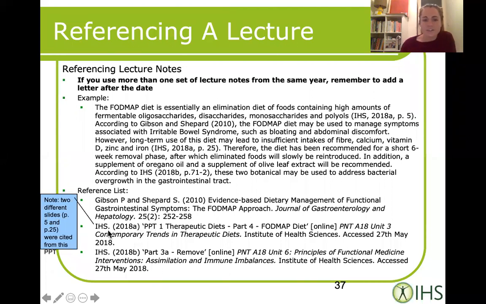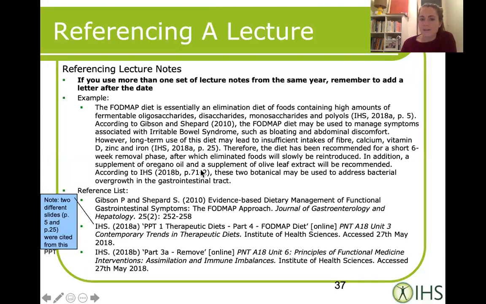So you can see here, it's IHS 2018A, and then you've got the title of the PowerPoint, the unit code and title, IHS, and the date the person got it from. And then this is the second PowerPoint. If you read just here, however, long-term use of this diet may lead to insufficient intakes of fiber, calcium, and vitamin D, zinc, and iron, and that information you've gotten from this IHS PowerPoint.